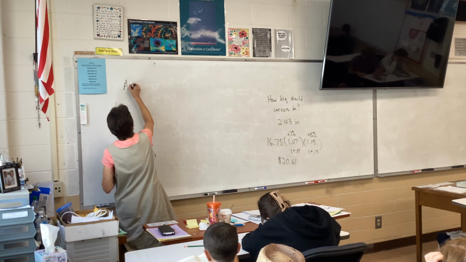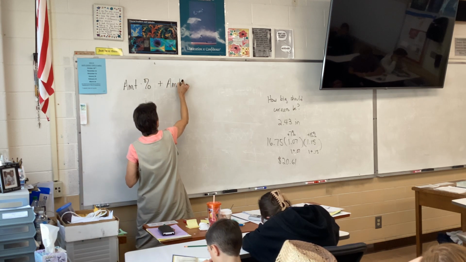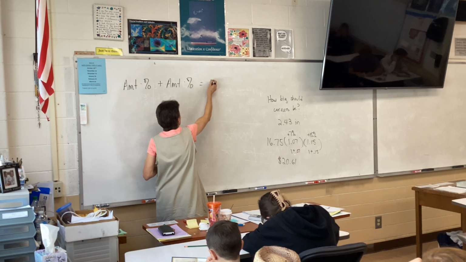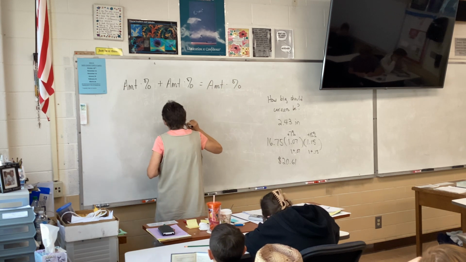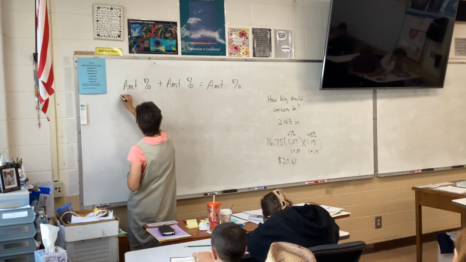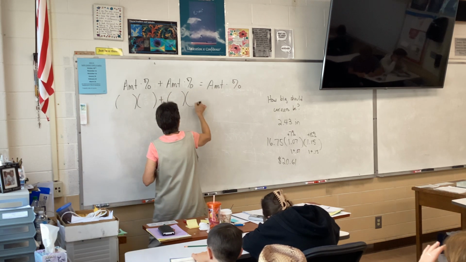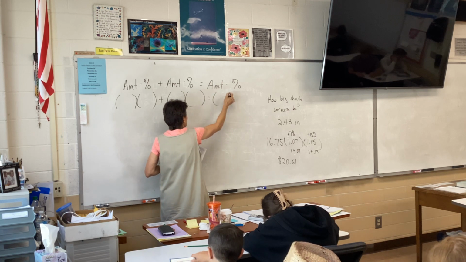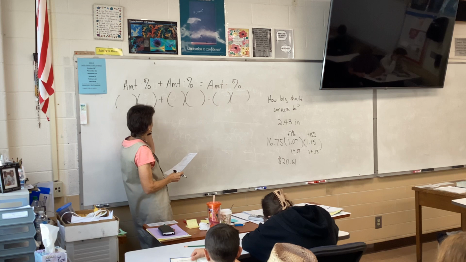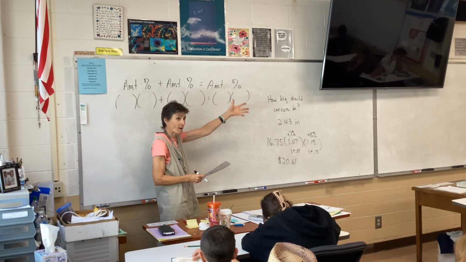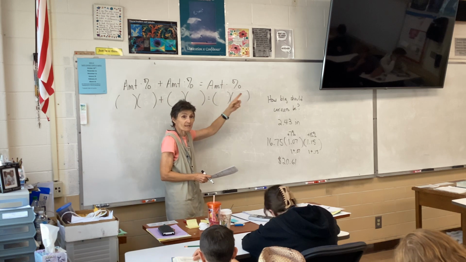What's the strategy with number 10? Amount times percent plus amount times percent plus amount times percent equals amount times percent. There are a lot of numbers in this problem, guys. If you have a framework like this, it's easy to keep it all straight. First parentheses in every grouping is how much, the amount. Second parentheses in every grouping is the percent.